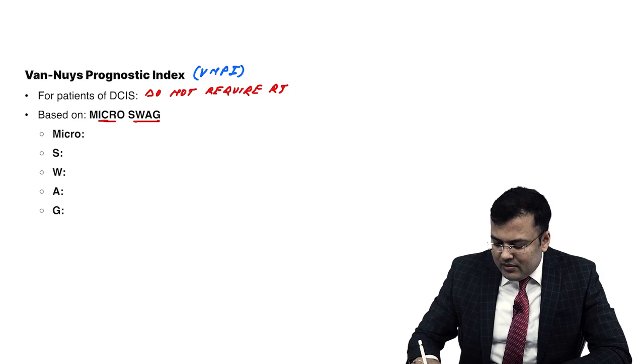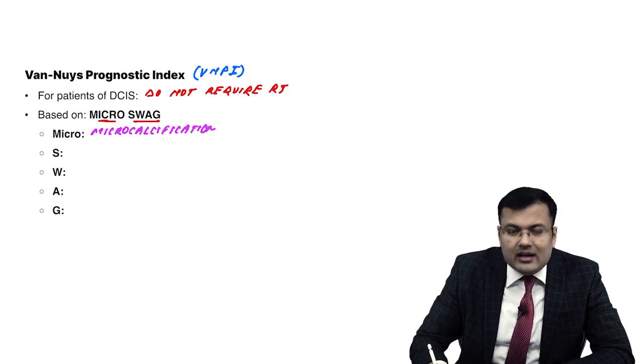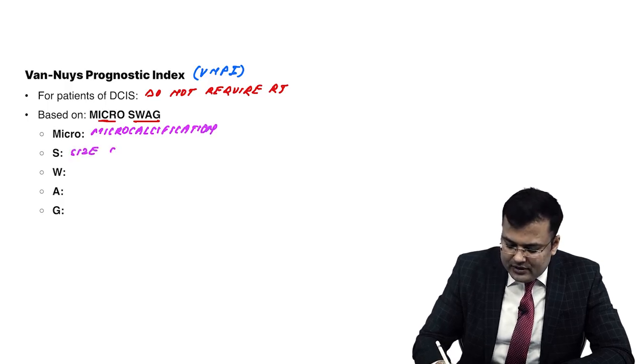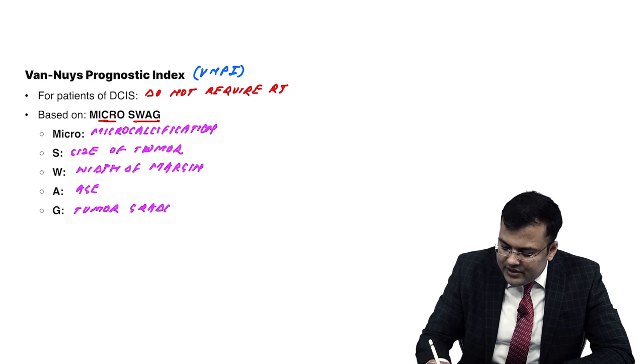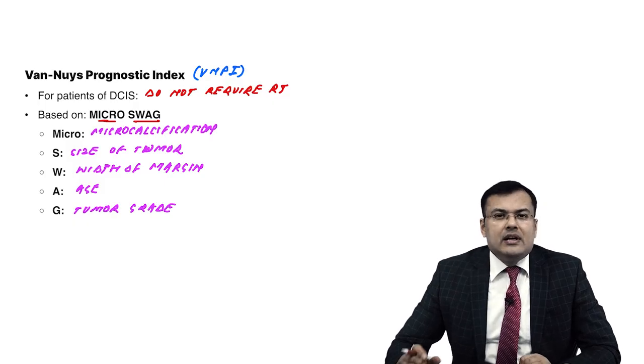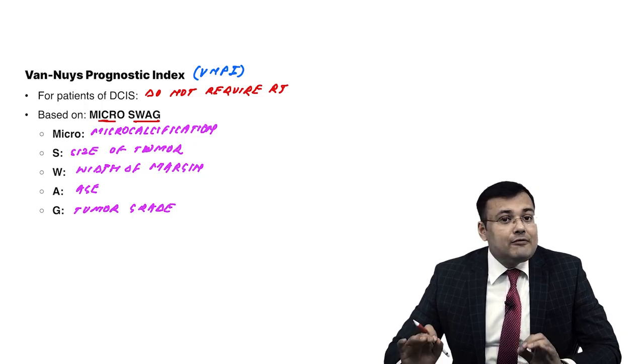See the components, very very important. Micro, that is microcalcification. S, that is size of tumor. W, width of margin. A, that's age, and G, that's tumor grade. So microcalcification, size of tumor, width of margin, age, tumor grade, this is the Van Nuys prognostic index. Clear? It's very, very important.